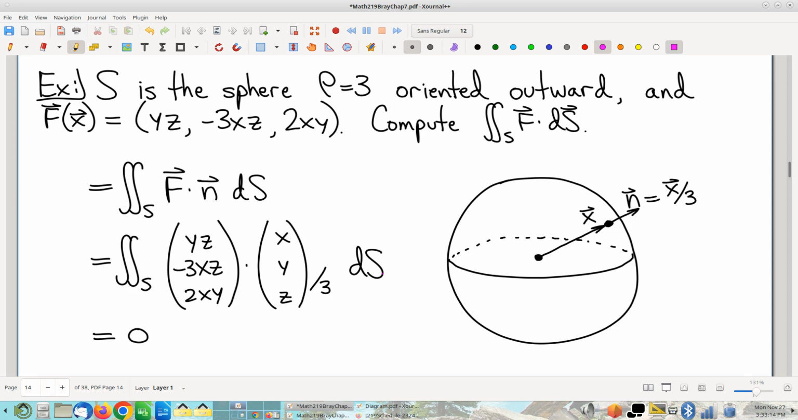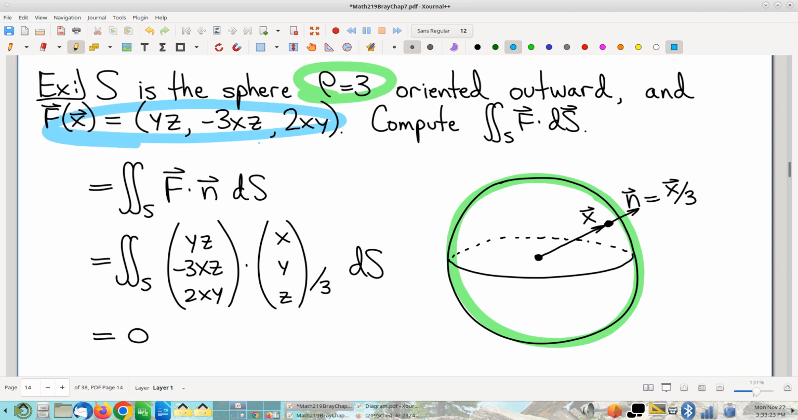So, for example, here's a surface. We've got the surface rho equals 3. That's this surface right here. We have a vector field there. I want to compute the flux, oh, God, I got that backwards. The flux of that vector field through that sphere. How would we compute this flux?